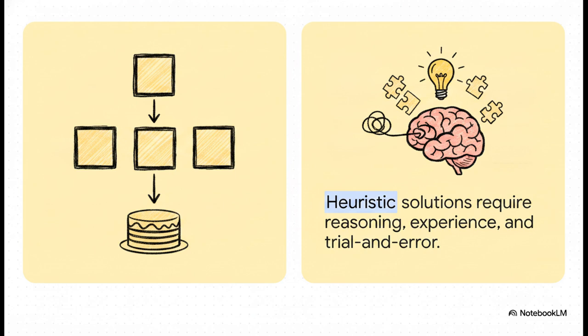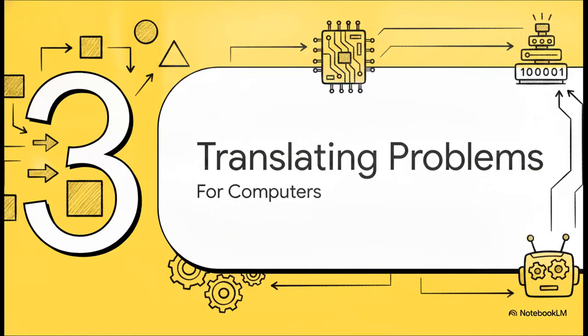But heuristic solutions, those are messy. They require reasoning, built-up knowledge, experience, and a whole lot of trial and error. Think about deciding which stock to buy or figuring out how to speak a new language. Historically, computers really struggle with heuristic solutions, unless they're powered by artificial intelligence, which actually allows them to build a knowledge bank and interpret context. So how do we actually make a machine understand us? Let's dive into Section 3, Translating Problems for Computers.